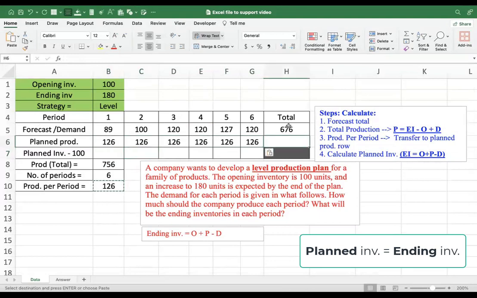And then in the next step, I will take total. I can take total of all these 126 multiplied by 6, or I can just drag this one down. So that's 756. That's the total production that we need.